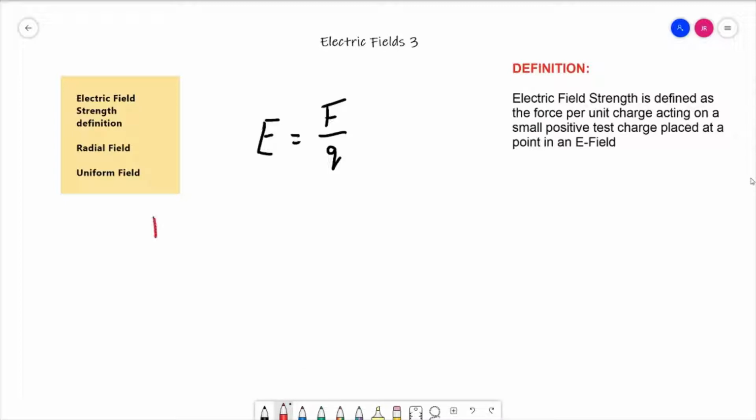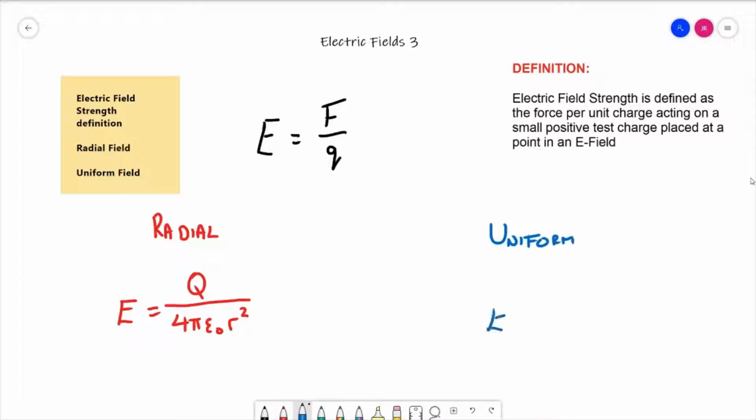Using that equation we derived a couple of other equations. Firstly, the electric field strength for a radial field, which was E is equal to Q over 4 pi epsilon naught r squared, and we also derived an expression for a uniform electric field, which was E is equal to V over d, where V was the potential difference between two parallel conductors.